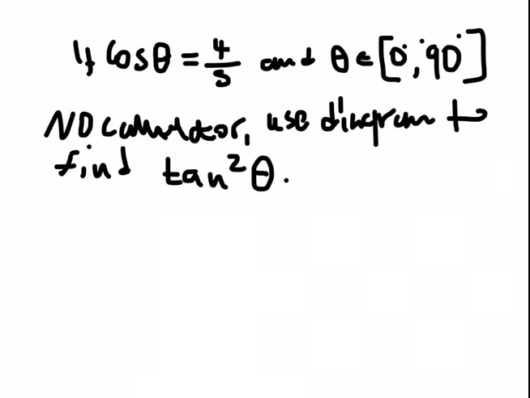theta. So what matters the most here is for you to note down the important information that you are given. They're saying if cos theta is equal to that fraction of 4/5, and most importantly, theta is an element of 0 and 90 degrees. No calculator to be used, but you use the diagram in order to find tan squared theta.